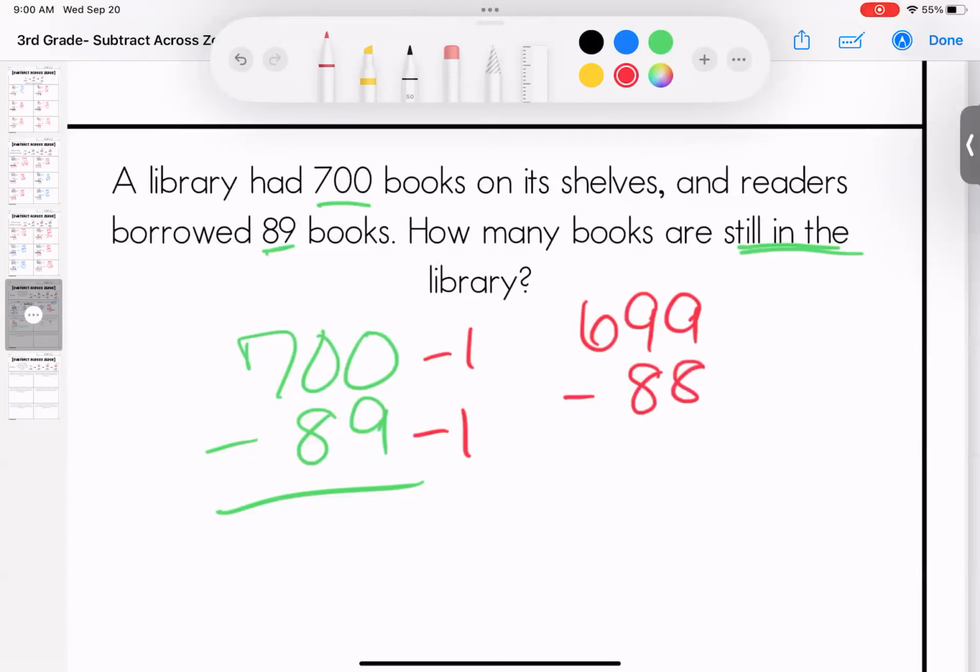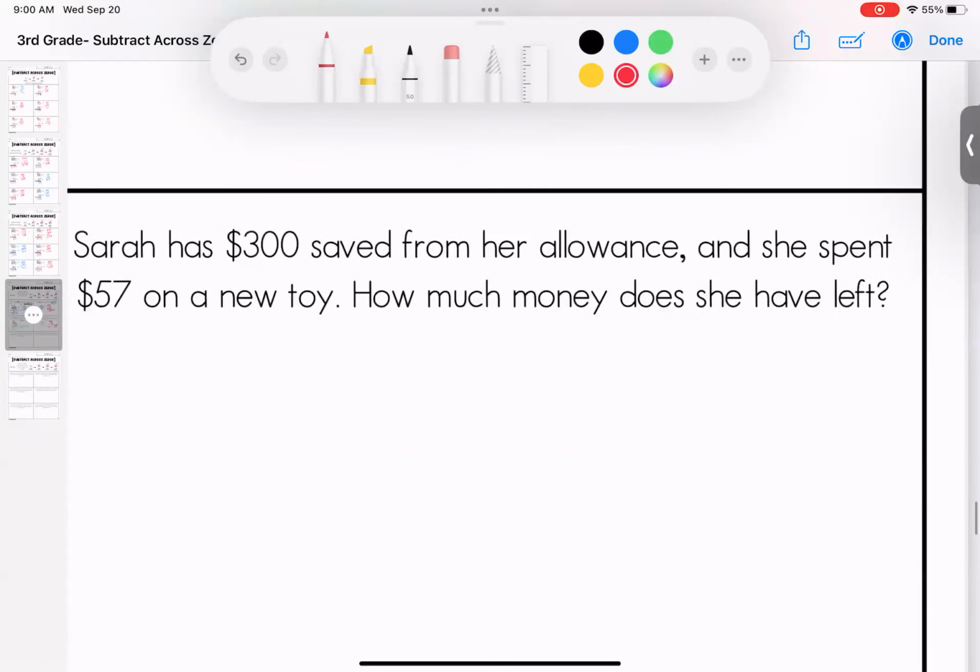699 minus 88. 9 minus 8 is 1. 9 minus 8 is 1. 6 minus nothing is 6. There are 611 books left or remaining.